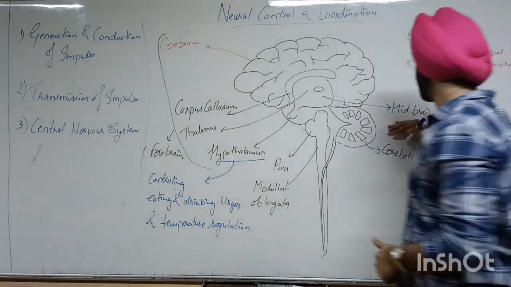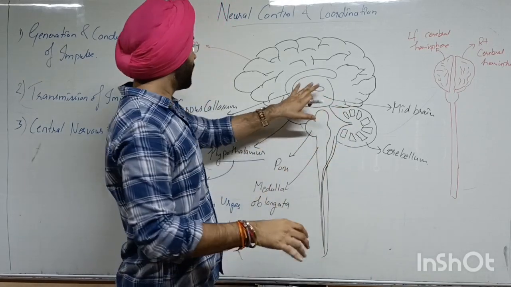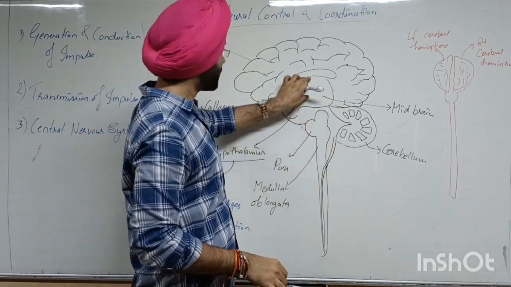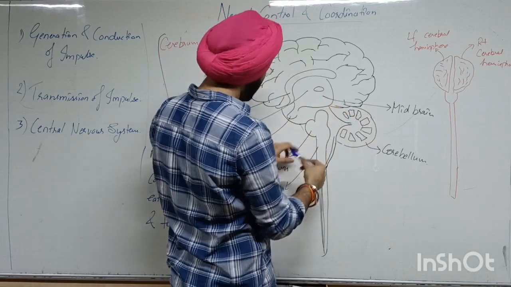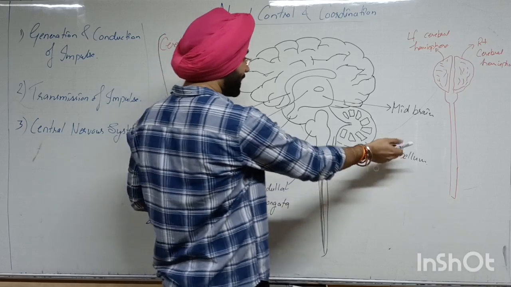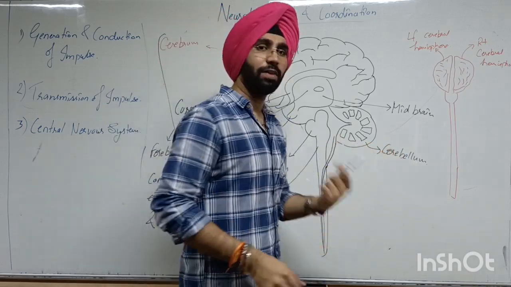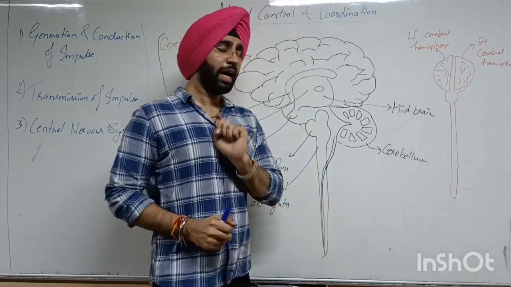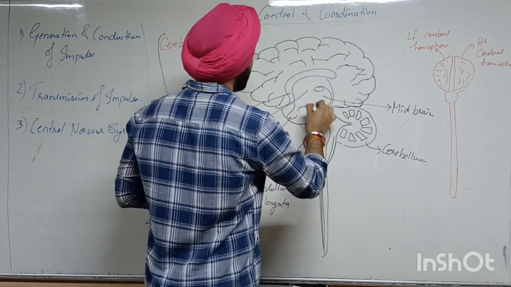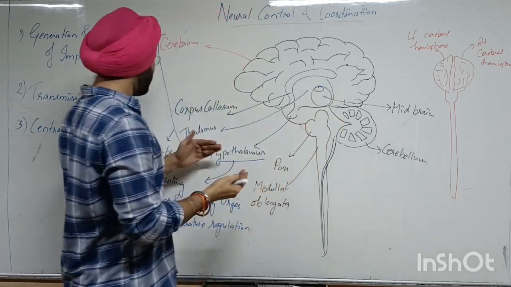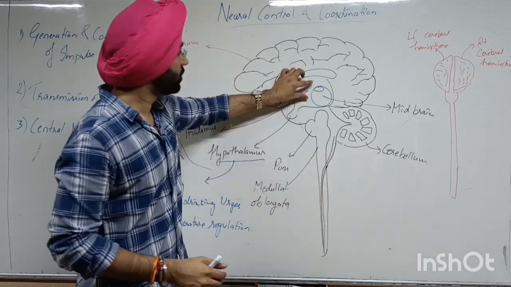So midbrain part, you can see is over here. It is somewhere between the thalamus, hypothalamus and the hindbrain. This part is covered under hindbrain. Hindbrain is made up of pons, medulla oblongata and cerebellum. So midbrain is a very small portion which is present over here, between the thalamus, hypothalamus and hindbrain.